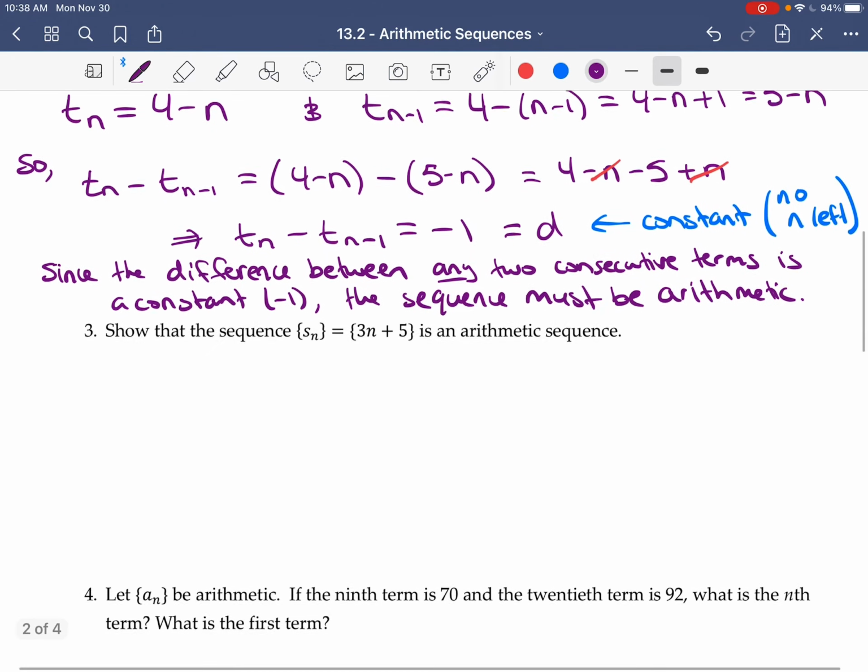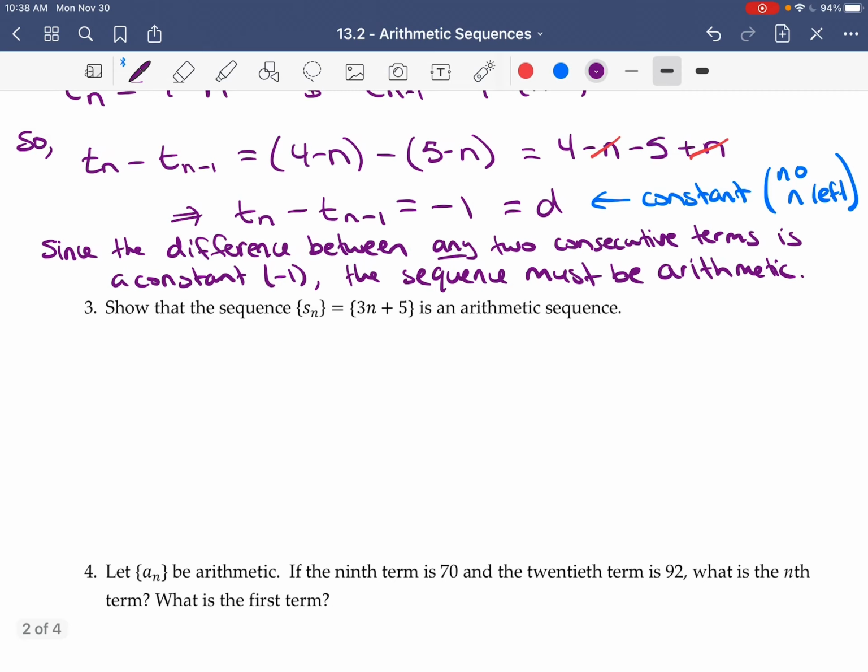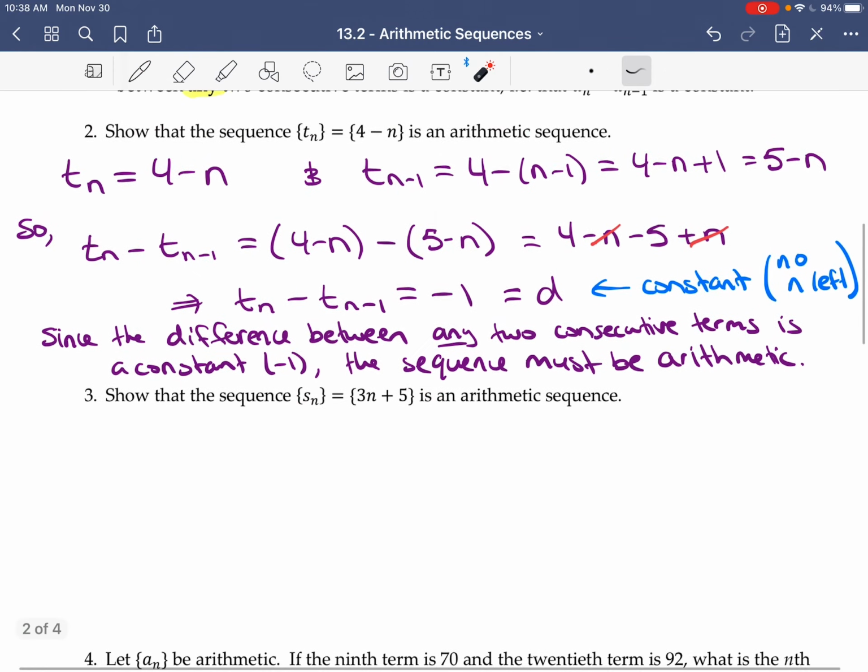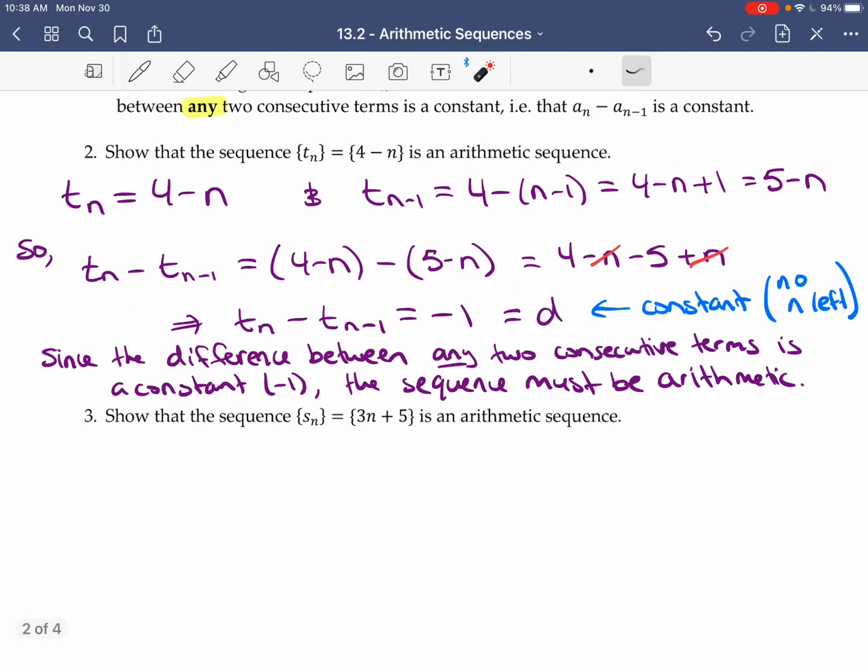Now I'm going to leave you to show that this sequence Sn here is also an arithmetic sequence. You want to use the same idea. Find Sn and Sn minus 1, subtract them, and see if you get a constant. So I'll leave you that one.